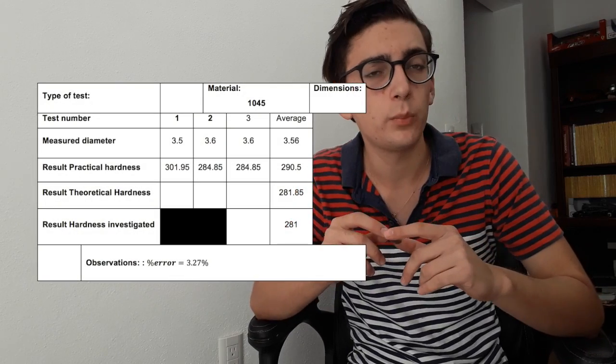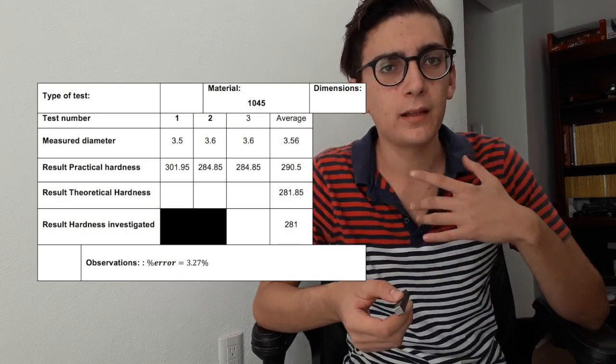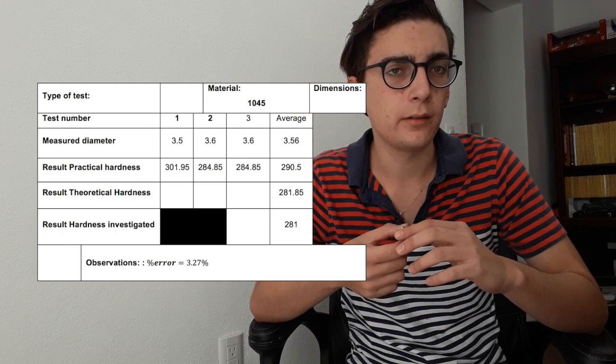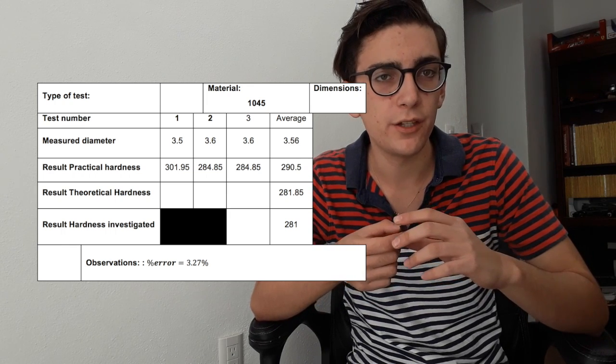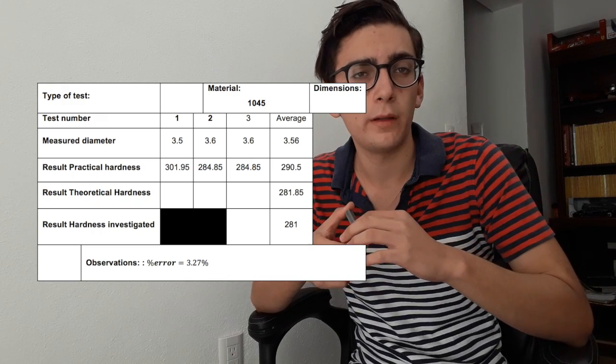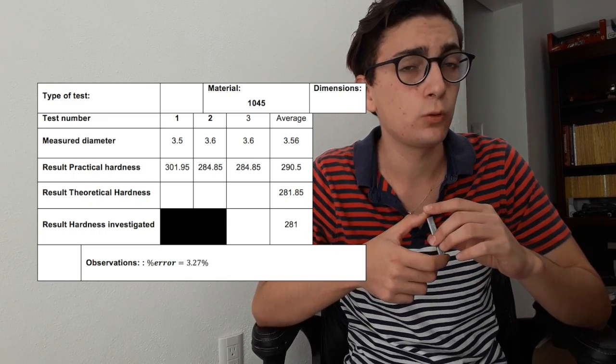Finally, for the hardness test, I use the Brinell, the Vickers, and the Rockwell machines. Each machine does an indentation with a load, and you need to measure the diameter of the indentation in order to get the hardness. First, for Brinell, I got a diameter average equal to 3.56, and after that I calculated the hardness with this equation, and I got the hardness equal to 290.5 HV, and the investigated one, the hardness, was 281, so the percentage of error was equal to 3.27.